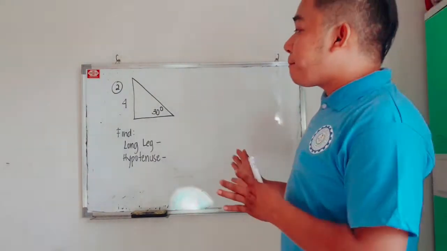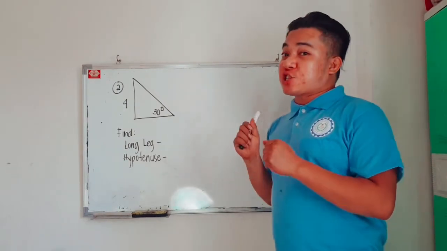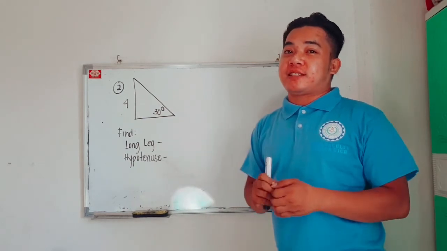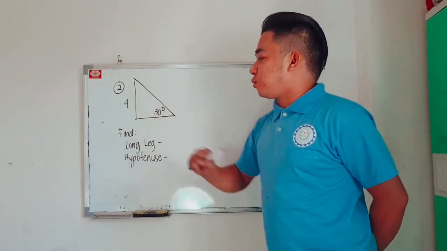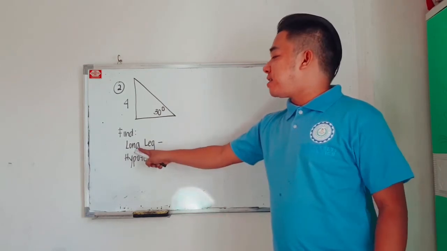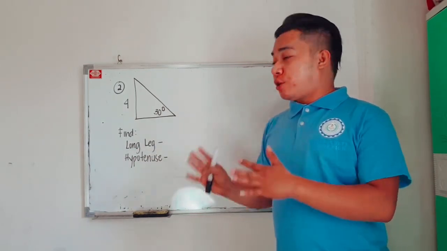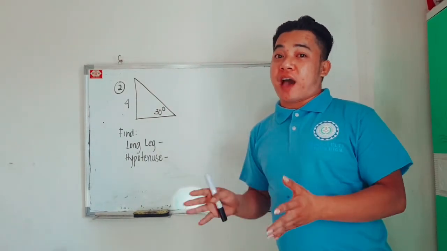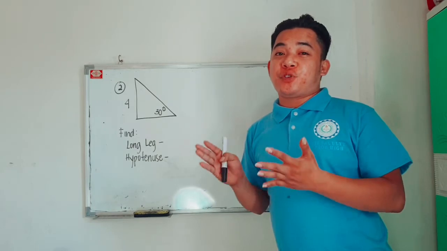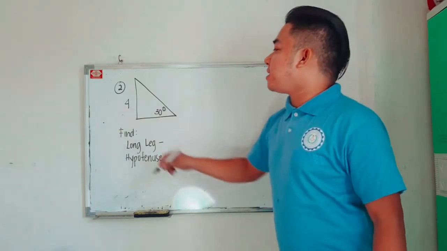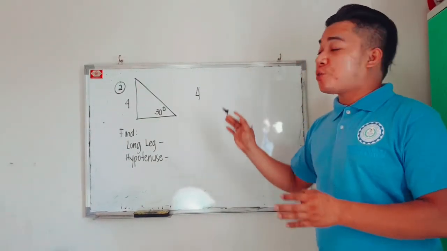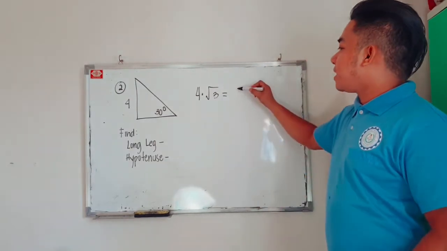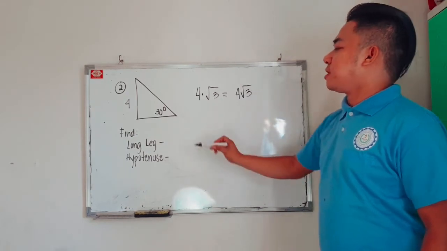Example number 2. The given is the short leg because we have here a 30 degree angle, and opposite 30 degrees is the short leg, which is equal to 4. Then we are asked to find the long leg and the hypotenuse. We know that the long leg is square root of 3 times the short leg. So given 4, we are just going to multiply it by square root of 3. Therefore, the long leg is 4 square root of 3.